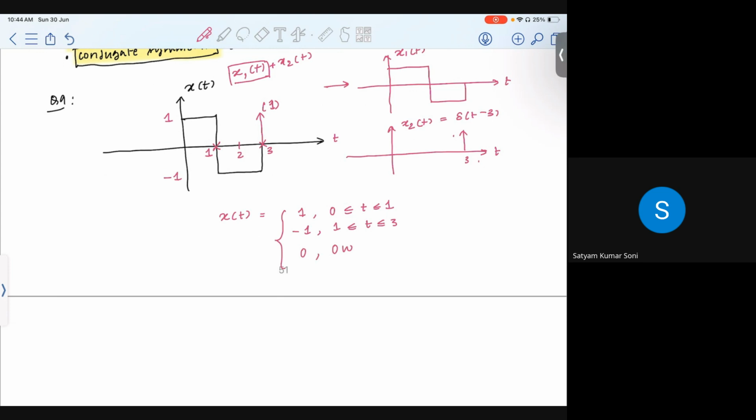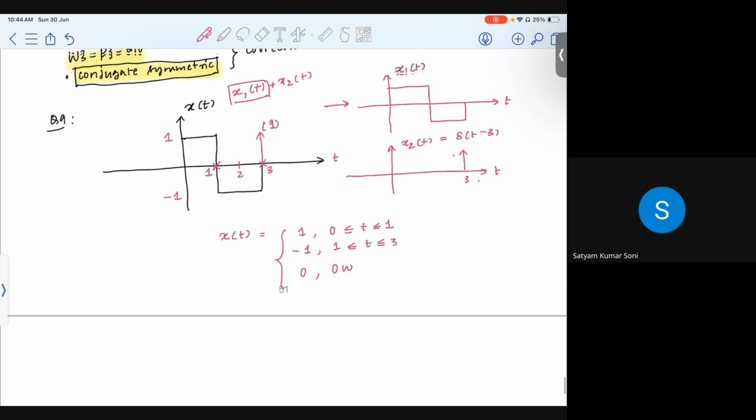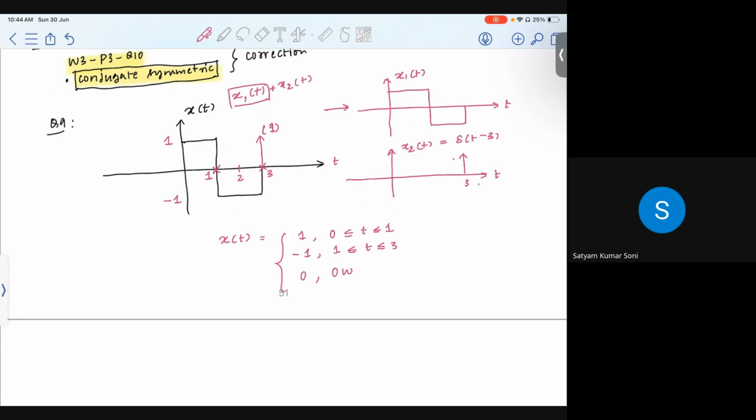But if you want to find the right decomposition among the possible options, it is always better to verify with the options. Since you know x2 of t is delta of t minus 3, the right options in the given problem are either 2 or 4. Definitely 1 and 3 are not correct. Okay, so the right options are either B or D.